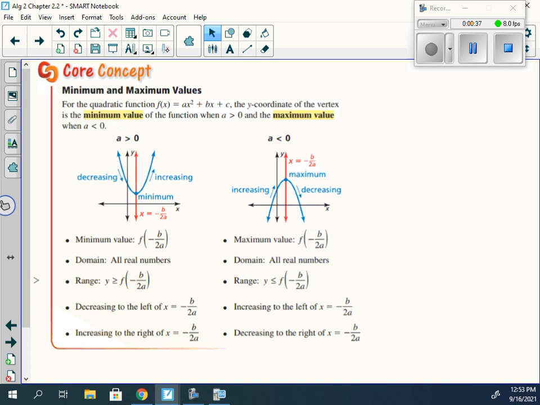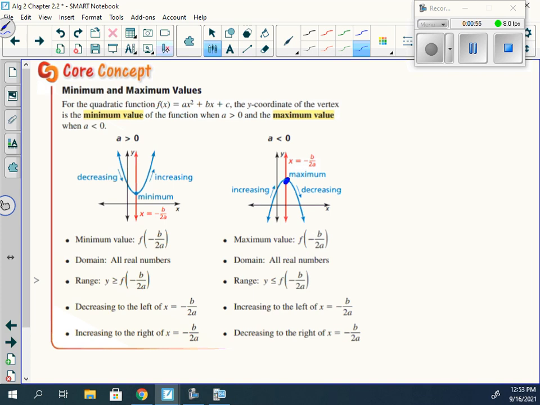The domain for either one is going to be all real numbers. The range when the graph opens up is going to be y is greater than or equal to whatever the value of y is at the vertex. And then we'll talk about domain or increasing and decreasing.